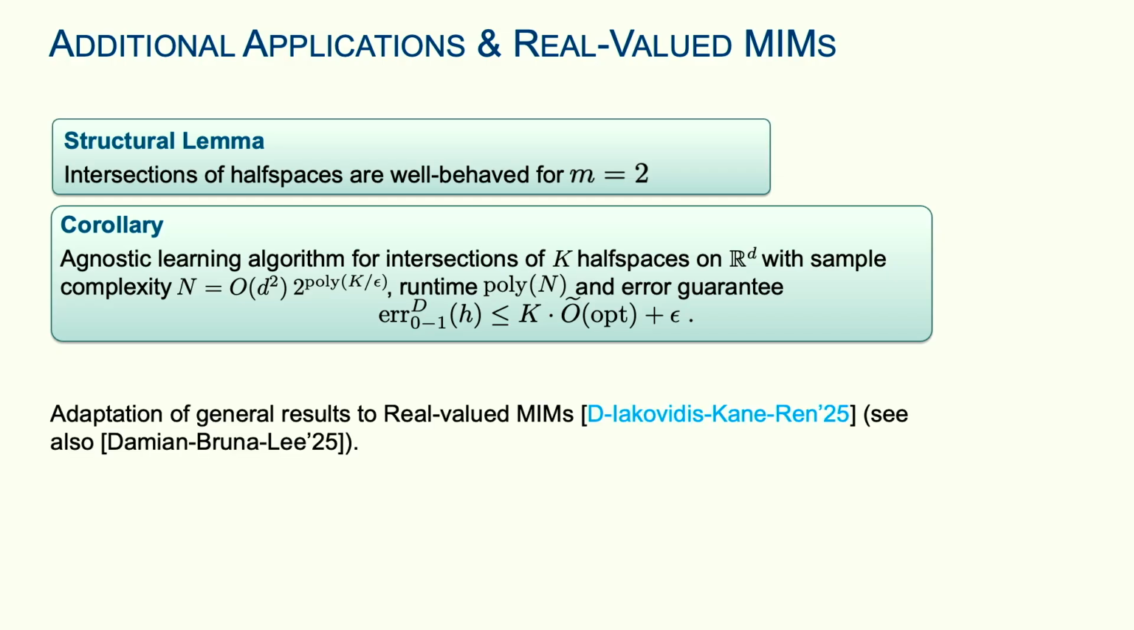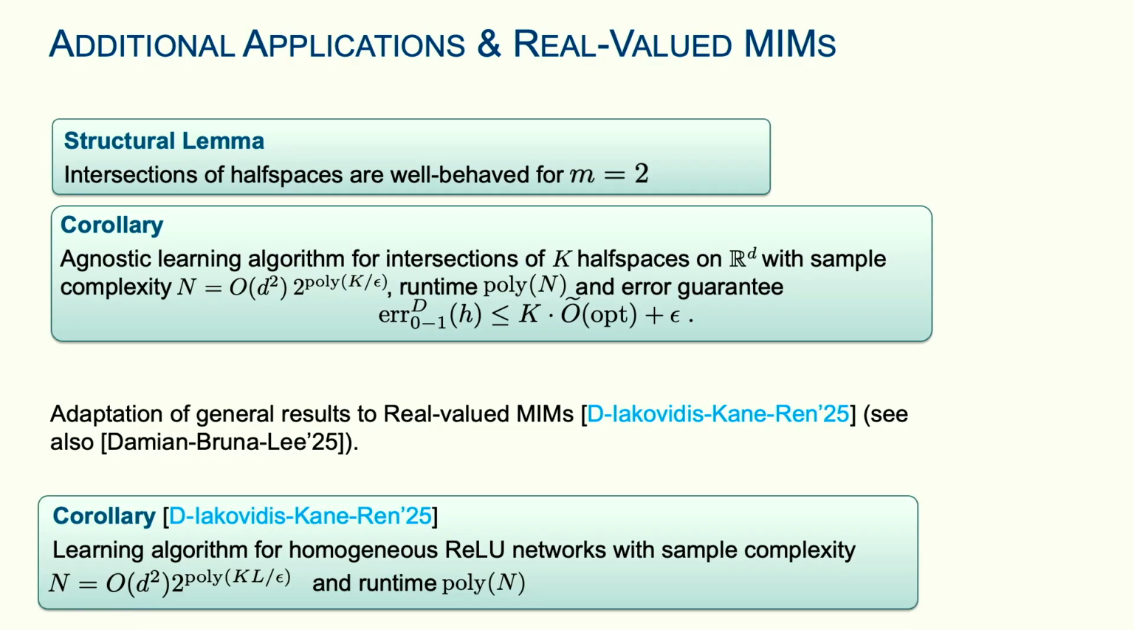And an adaptation of this general result that I stated in the previous slide can actually be worked out for real valued multi-index models, where now you're talking about learning under the L2 loss. This is a follow-up paper with a slightly different set of co-authors. We kicked out one student that is graduating, and we added another one.